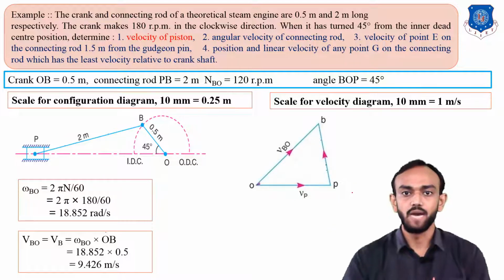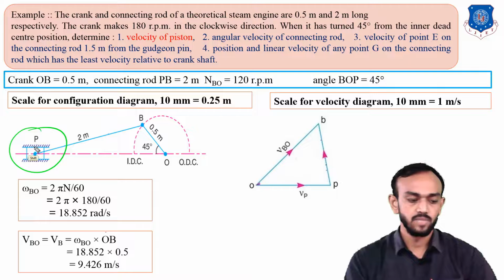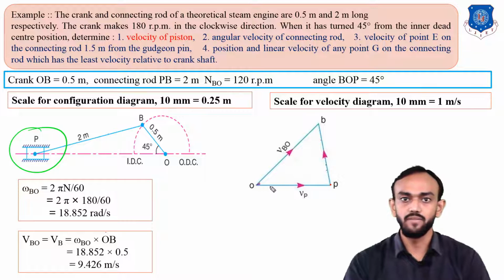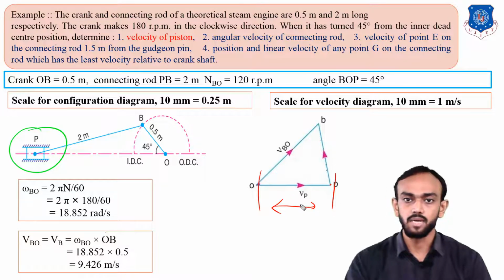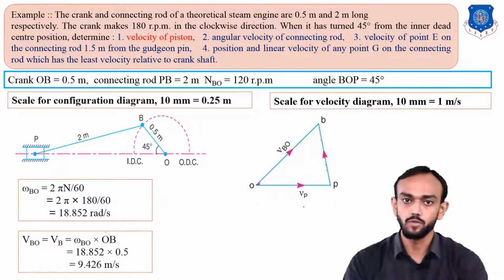Now what we have to find here is the velocity of the piston. As you know, in our space diagram, this point P is the piston. In the velocity diagram you see that this is the point p. So ultimately we need to find this distance. We will measure this distance and convert that into velocity using this scale. So let's start, how you will find the velocity.